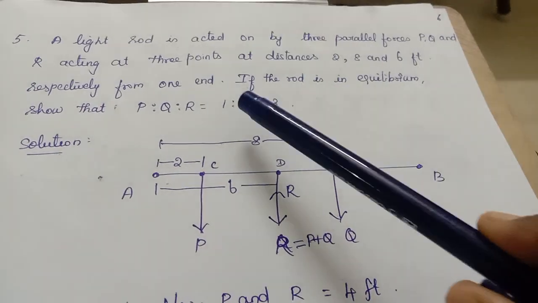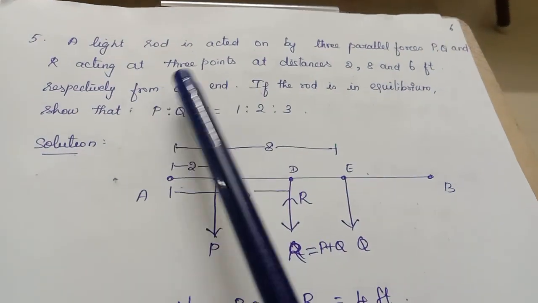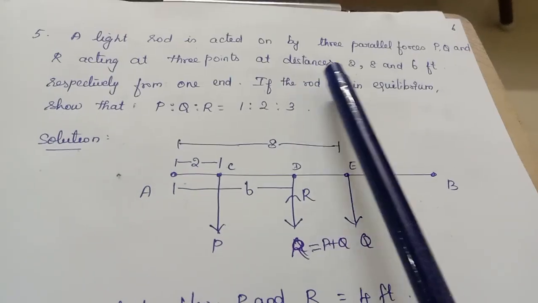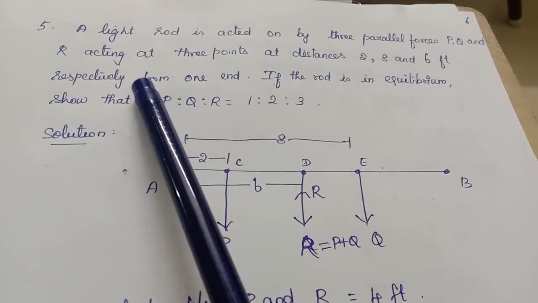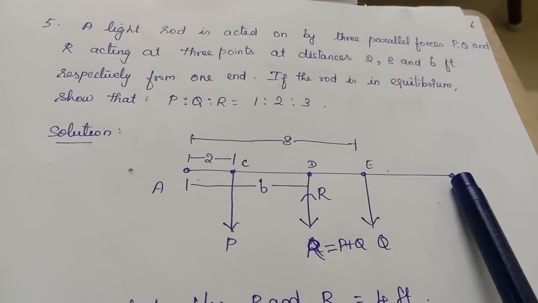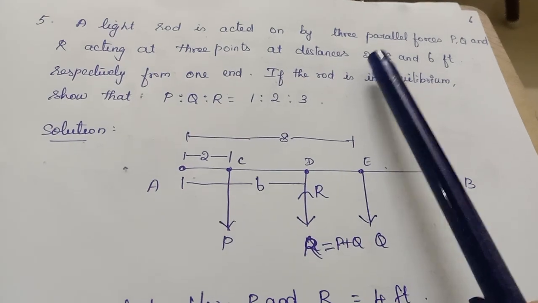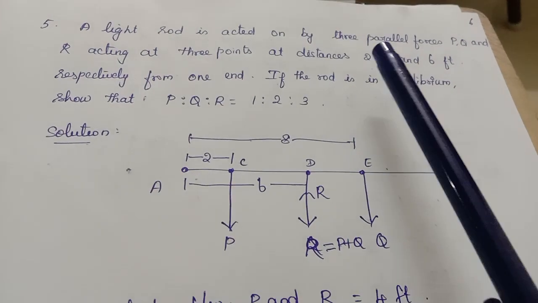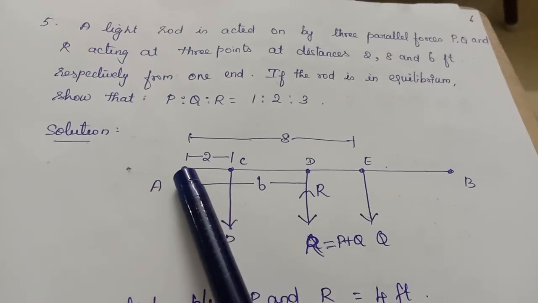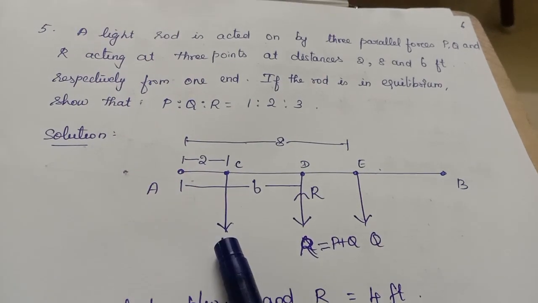A light rod is acted on by three parallel forces P, Q and R acting at 3 points at distances 2, 8 and 6 feet respectively from one end. So I have a light rod. Let AB be the rod. Three forces are acting. The first force is acting at 2 feet distance from some fixed point. So from A, let me assume C at 2 feet distance, and here I have a force P.